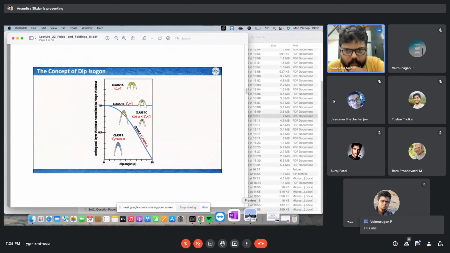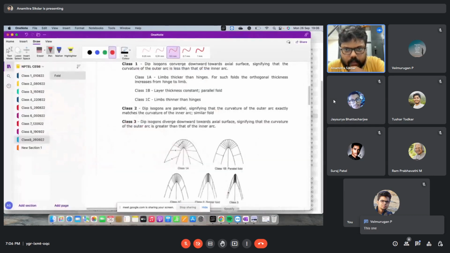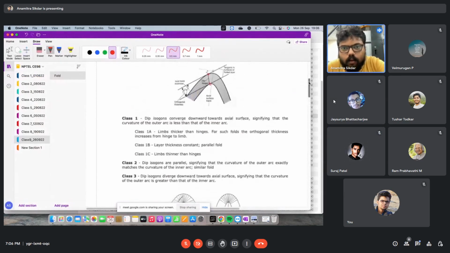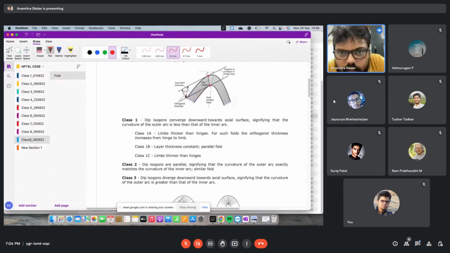Dip isogon length, I mean this one. Yes sir. Yeah, this is not T alpha. So T alpha is this one, right? This is not T alpha.